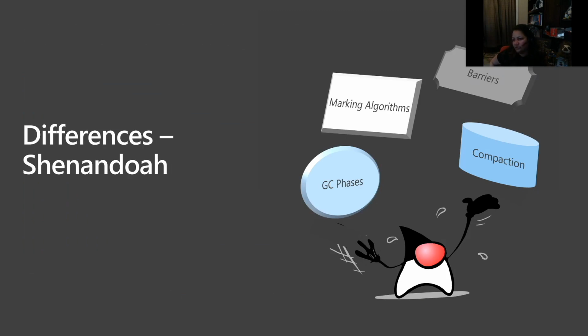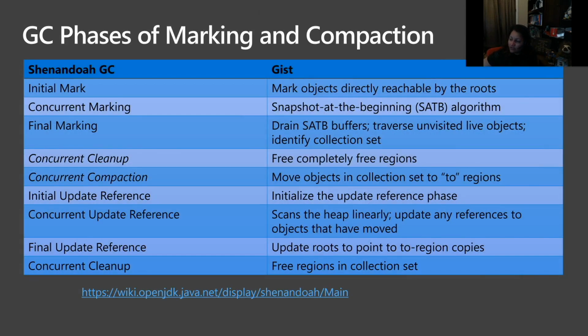And finally, let's talk about Shenandoah. Shenandoah, as you can tell, is similar to the previous things that I mentioned with respect to concurrent marking, in that you see initial mark and final mark, and then there is a concurrent cleanup. Again, Shenandoah, same as ZGC, has concurrent compaction, so you see concurrent compaction, and you see the initial update reference, concurrent update reference, and then a final update. And then there's a concurrent cleanup. Concurrent cleanup is where you free the regions in the collection set. To read more about Shenandoah, please go ahead and refer to the wiki linked right here.